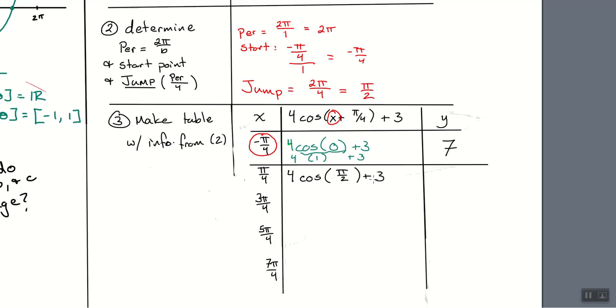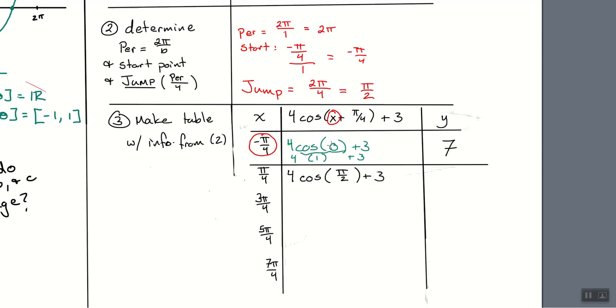I just guess I didn't realize that it starts at 1 pi. You start jumping from 1. You go 3, 5, 7. So I'm adding pi halves because that's my period divided by 4. Yeah, I see that. Okay.